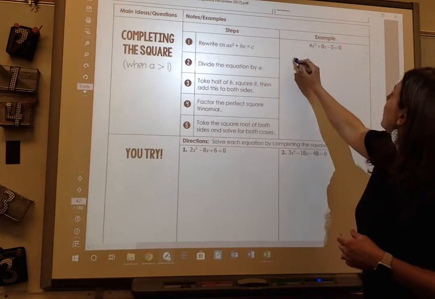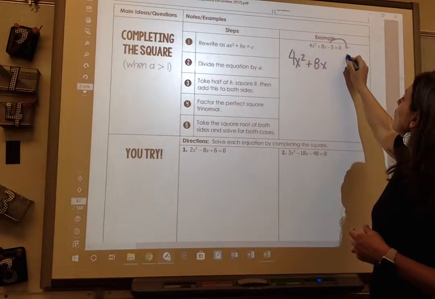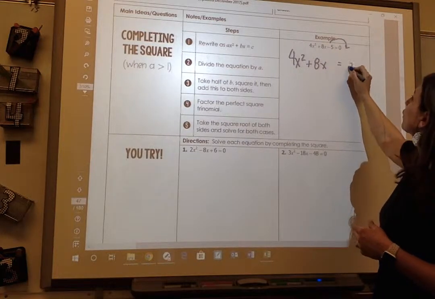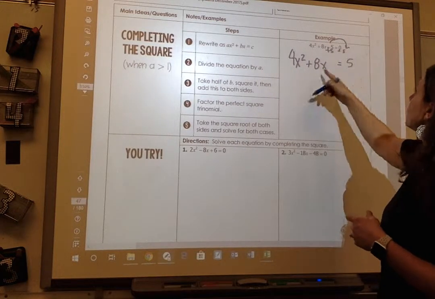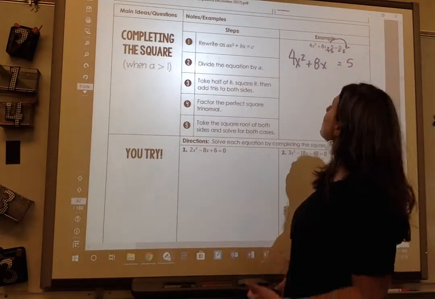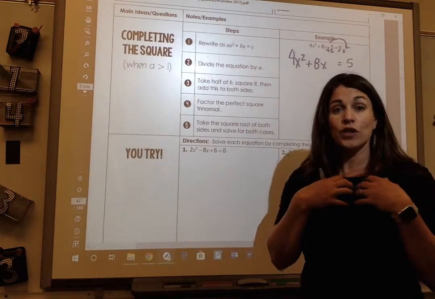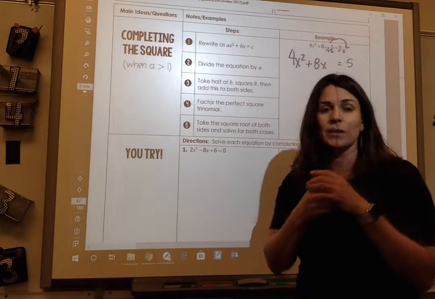So I keep my quadratic term on the left, my linear term on the left, but I'm going to move that constant term over to the right, additive inverse, and it becomes 5. So here's where I am. That's my first step. Step 2 is I'm going to divide the equation by a because I always want my leading coefficient to be 1. That's what I want to do in completing the square.